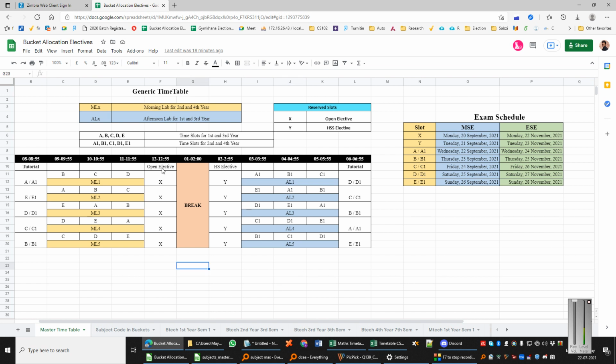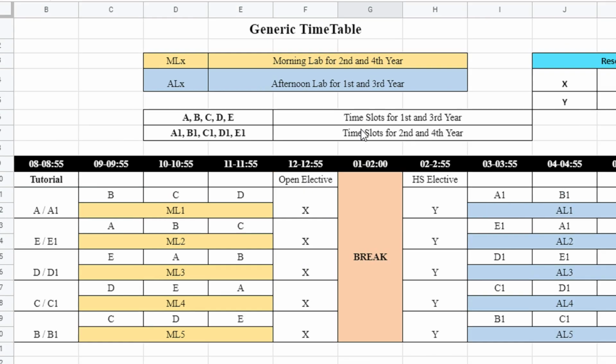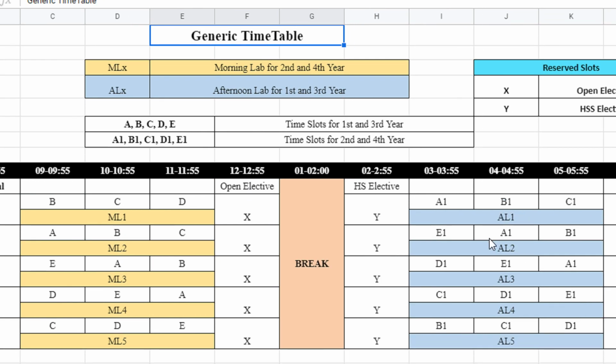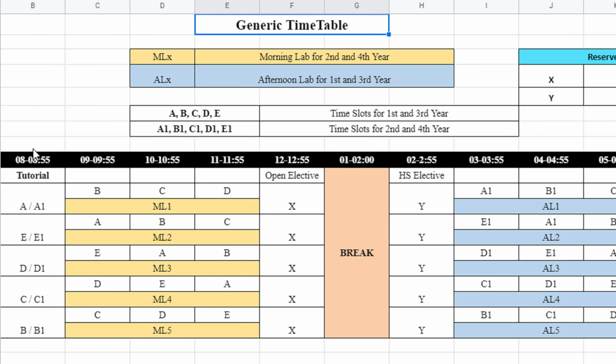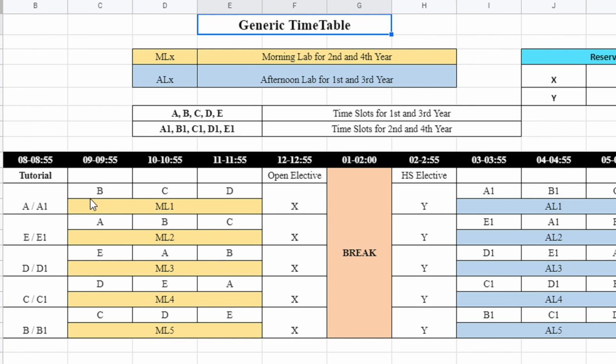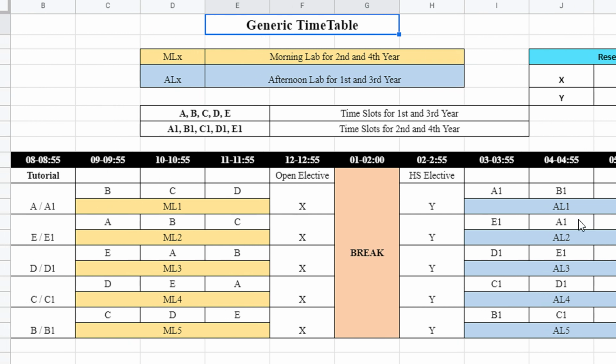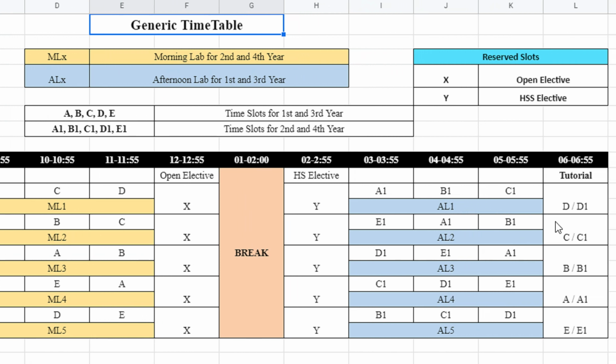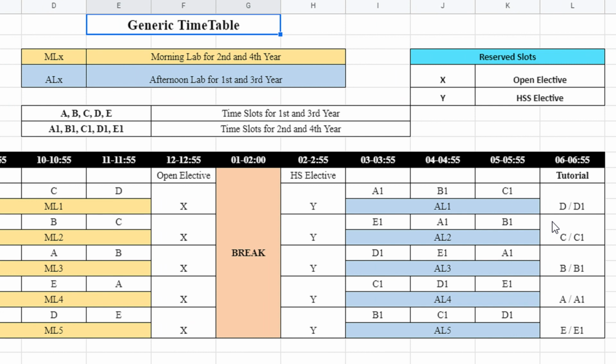So this becomes your timetable for all the branches, right? This is a generic timetable if you see. So irrespective of your branch, whether you are a BTech, MTech, or you are in civil engineering or computer science or anywhere, this timetable does not change, right? As you can see in the timetable, you have A, B, C, D, and you have A1, B1, C1, D1. These are the places where your subjects will be filled eventually, right? So these represent the subjects, and there is an exception that there is an open elective and an HS elective.